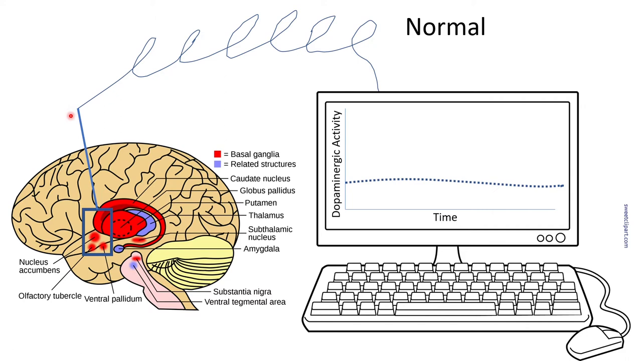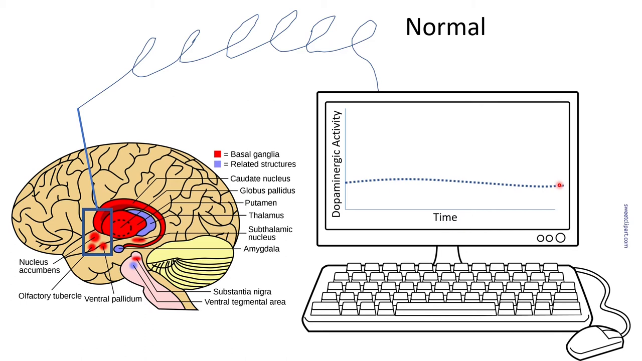So what you're seeing here on the left is an electrode placed into this area of the brain, this reward network, this reward system of the brain, and we're recording activity from dopaminergic neurons. That means that when these dopamine-utilizing neurons fire, we are going to be able to record that and see it on the screen. What you're seeing on the right is that activity.